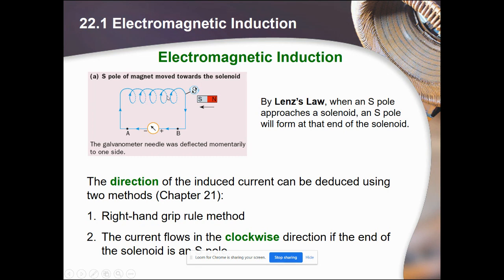When the current is flowing up, you can trace the current flow like this and then go down, and so the current will be flowing from B to A. As the current flows from B to A, it will push this centered zero galvanometer to the left. Because current is flowing from B to A, the galvanometer will deflect to the left.